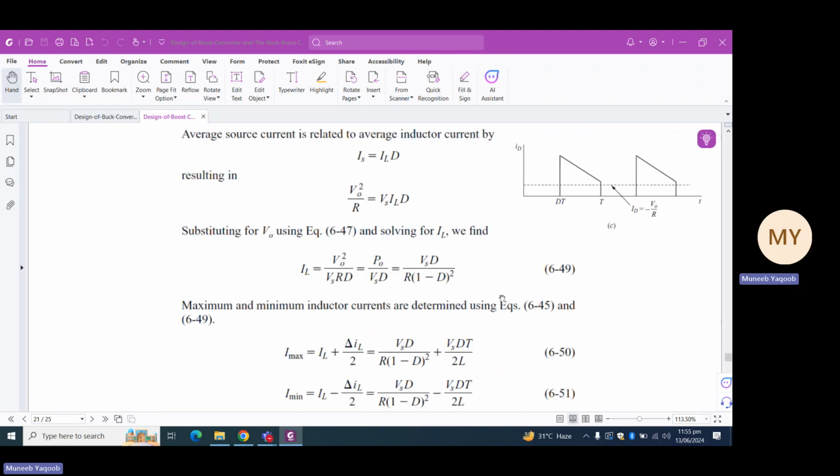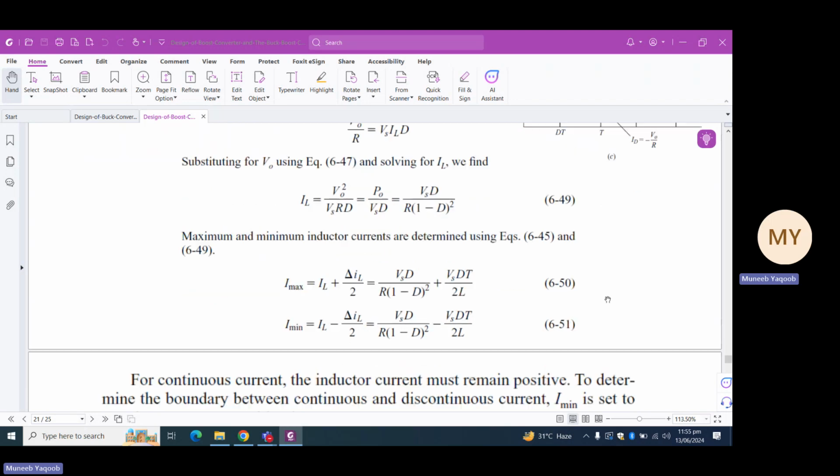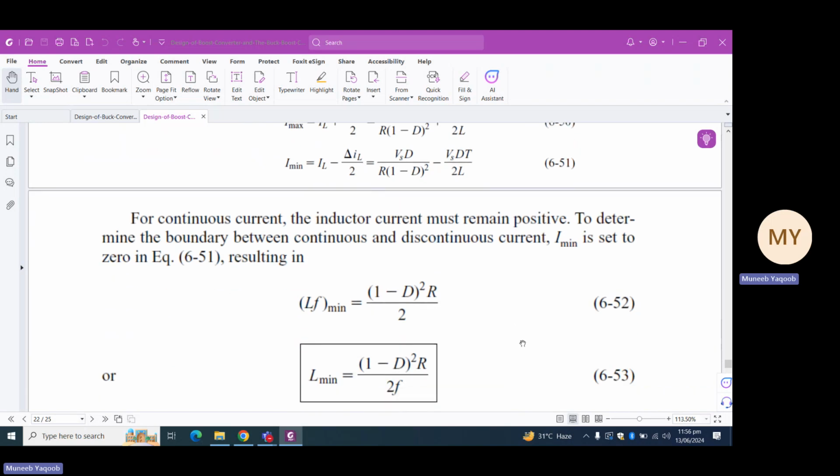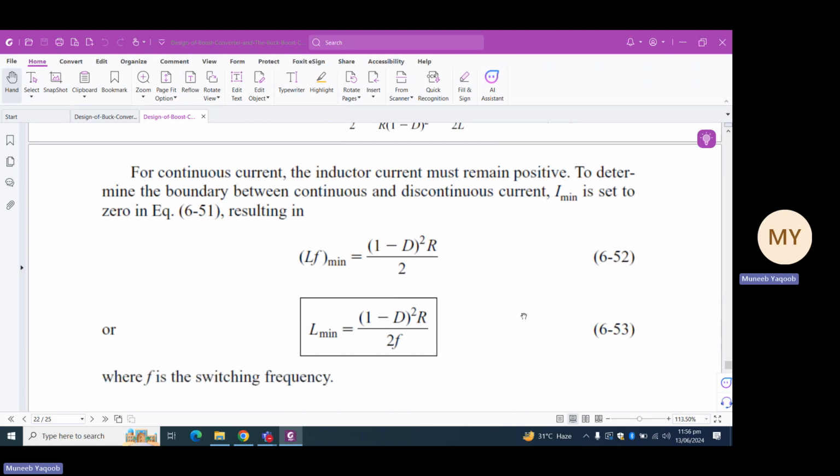Now for maximum current, we add delta IL upon 2 to the inductor current IL, and for minimum current we subtract delta IL upon 2 from the inductor current, and hence we get equation 6.50 and equation 6.51. For continuous current operation, we can take I minimum equal to 0, and hence we can find the expression of the minimum inductance that is required for operation in continuous conduction mode. That minimum inductance may be calculated using equation 6.52 or equation 6.53.